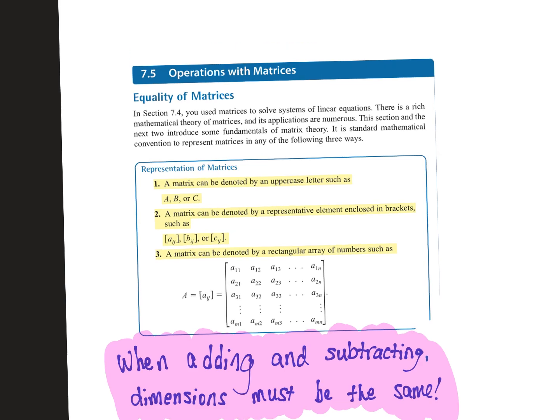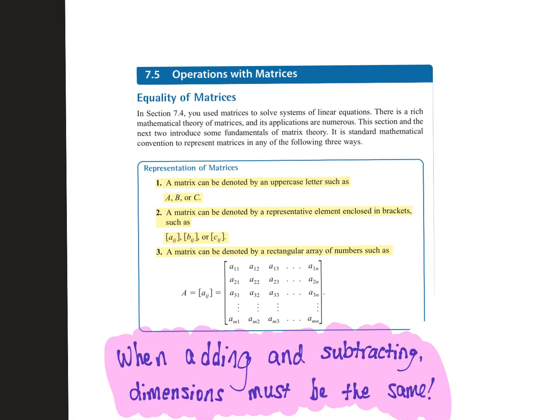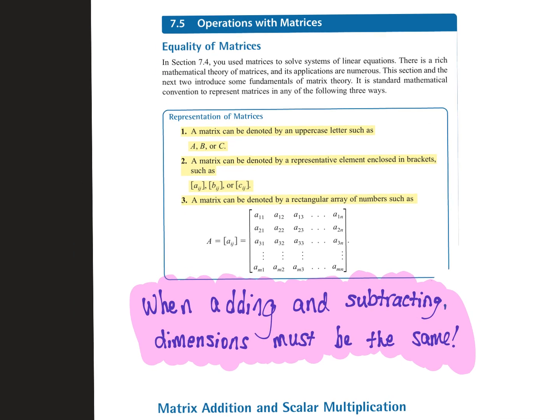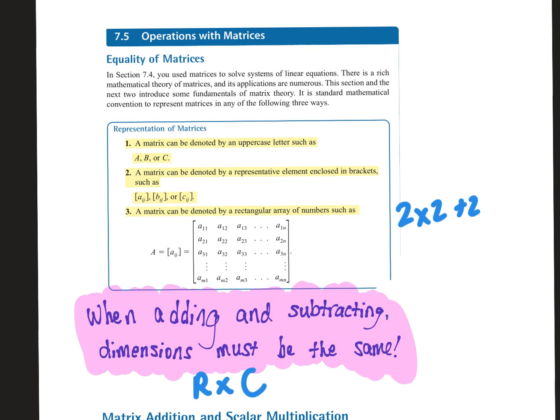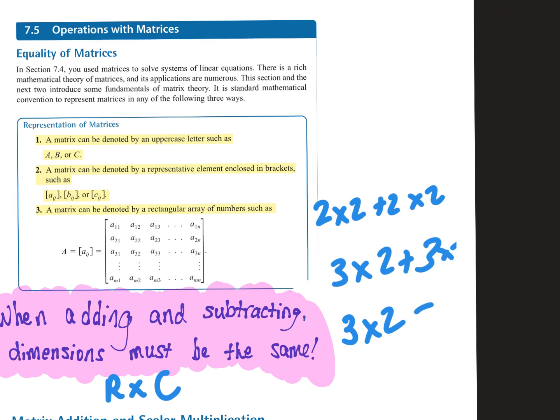All right, operations with matrices. I'm going to go through this first part relatively quickly because it's so easy. You guys know what a matrix is? How do we read a matrix? Row by what? Column, left to right, up and down. So when you are adding or subtracting matrices, the dimensions have to be the same, meaning a 2 by 2 plus a 2 by 2. A 3 by 2 plus a 3 by 2. If you have a 3 by 2 minus a 2 by 1, you cannot do that. When you're adding and subtracting, the dimensions have to be exactly the same.